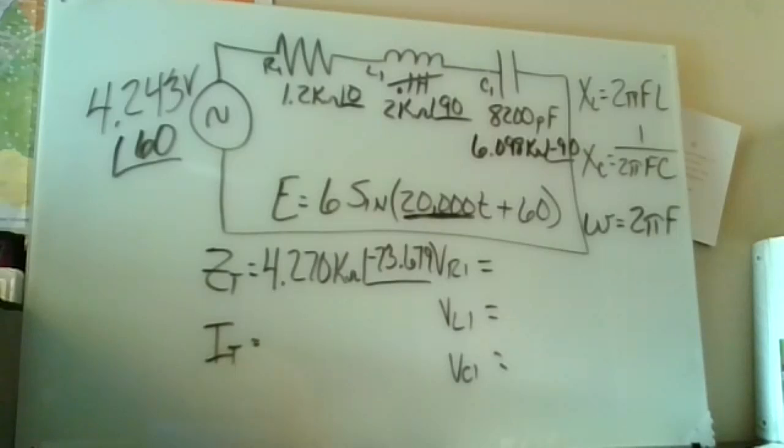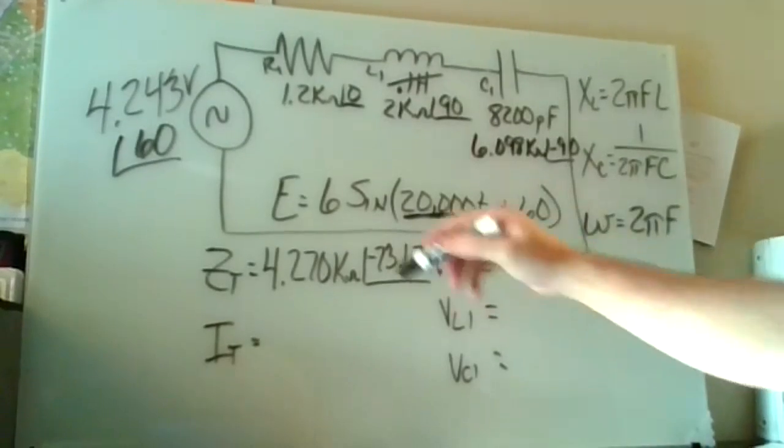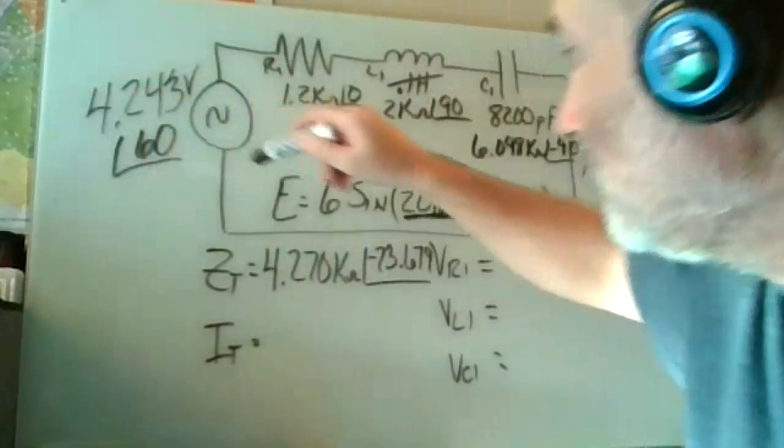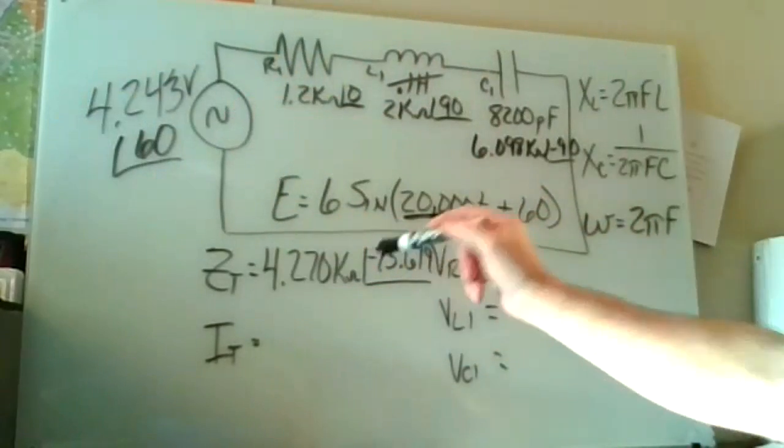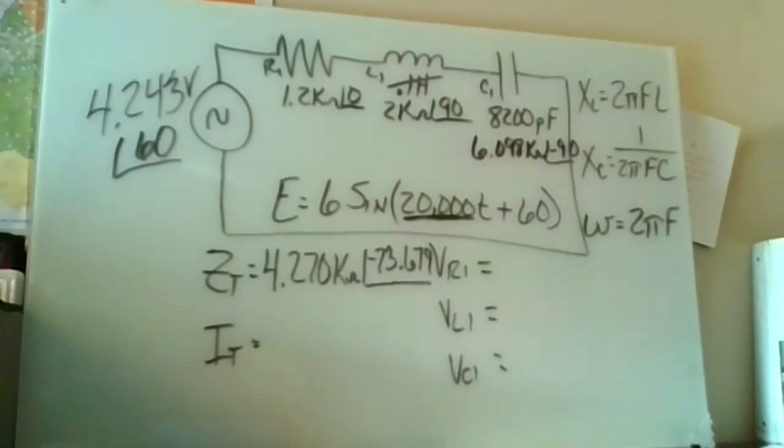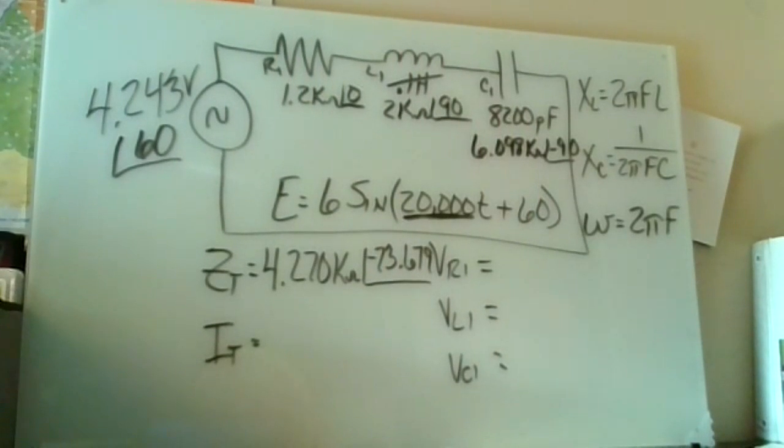And then the way I find I total is E total divided by Z total. So I just put 4.243 at an angle of 60 divided by alpha Z, and it should give me my I total. And you should get a pretty small I total.